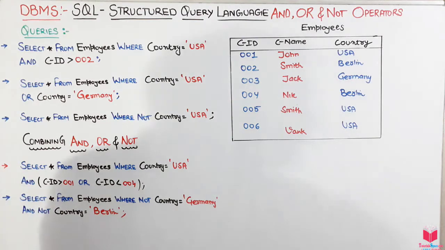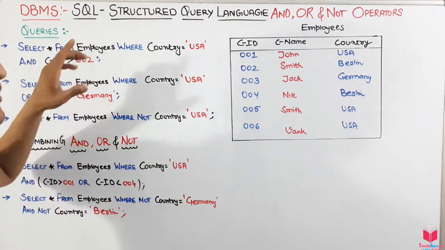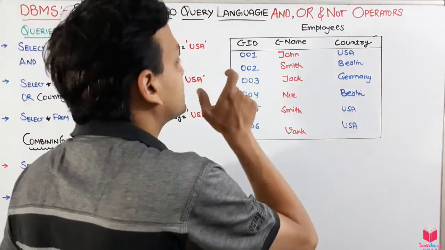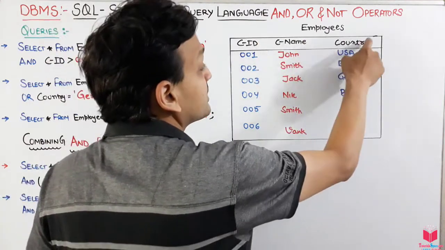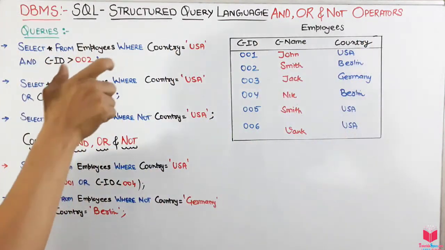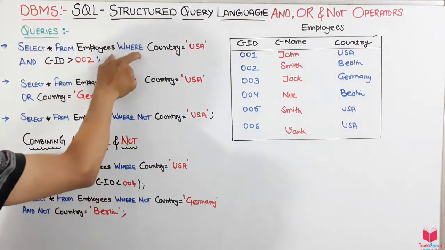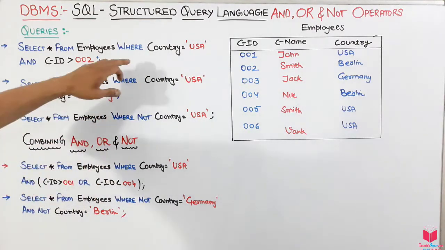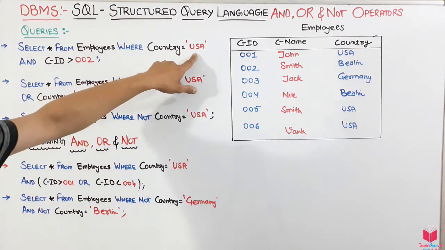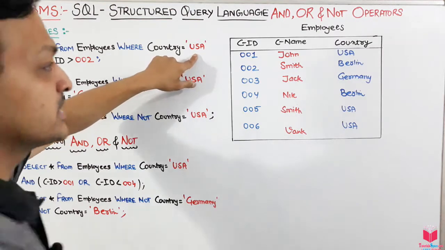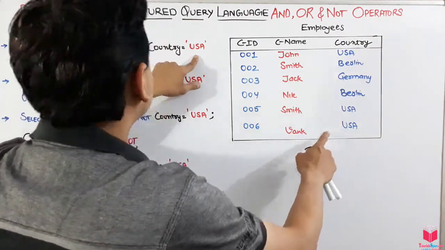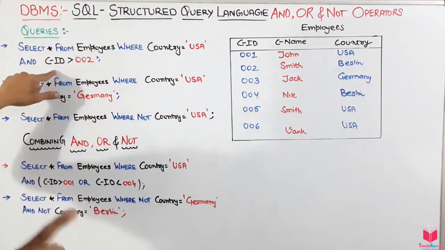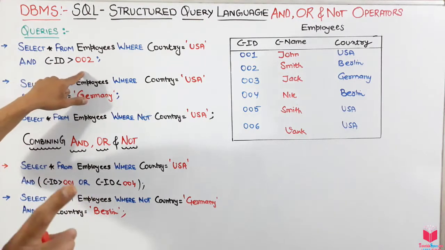It selects all the attributes from employees, that is CID, CNAME, country from the table employees. Then there is a WHERE clause which checks the condition that country is equal to USA and CID should be greater than 002.